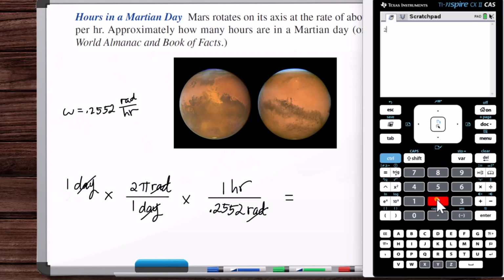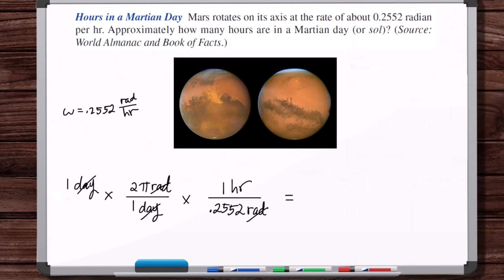So 2 times pi divided by 0.2552 is 24.6 hours. So a little bit longer than, but pretty much the same as, an Earth day, just slightly longer. There you go.